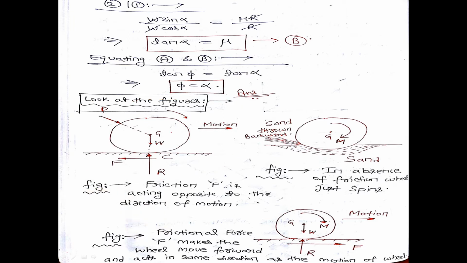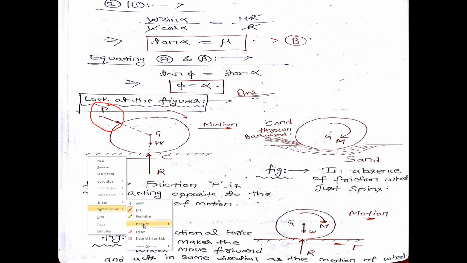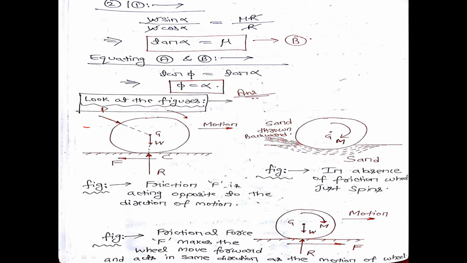there is a ball. You can say a ball or a wheel, whatever you want to say. This ball is kept on a horizontal rough surface. On this ball, a force P is applied in such a way that it is making some angle theta. Definitely this theta will be equal to this theta. Weight of this ball is W, which is acting vertically downwards from its center of gravity.